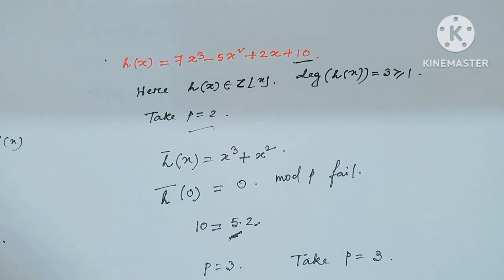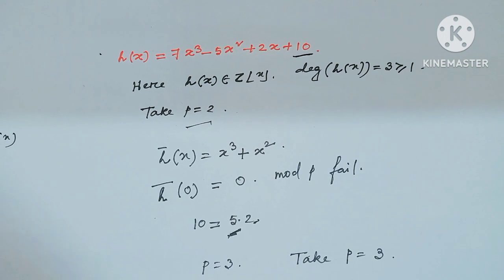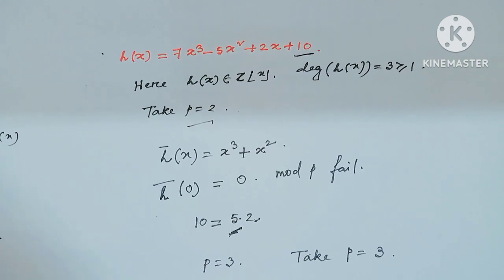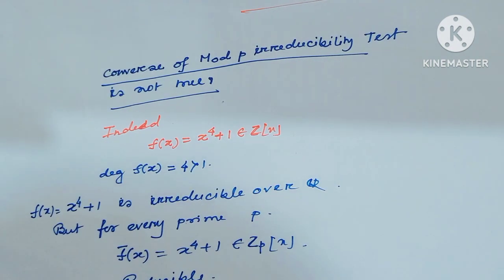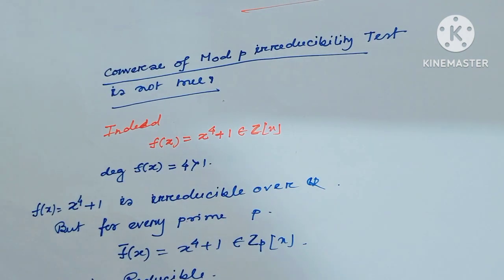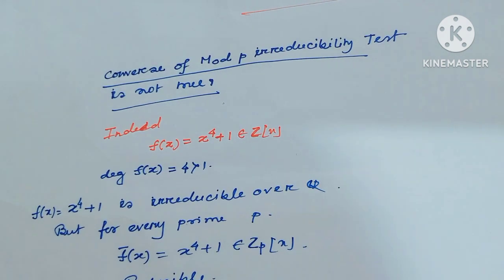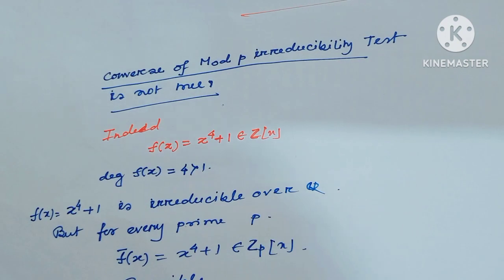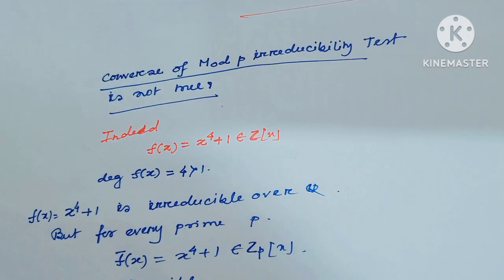I also showed how to choose the prime number for which the mod p irreducibility test is satisfied. The converse of the mod p irreducibility test is not always true. As an example, consider f(x) equal to x to the power 4 plus 1. Notice the degree of f(x) equals 4, which is greater than 1, and f(x) is irreducible over Q. Why f(x) is irreducible over Q, I will show in a few minutes.